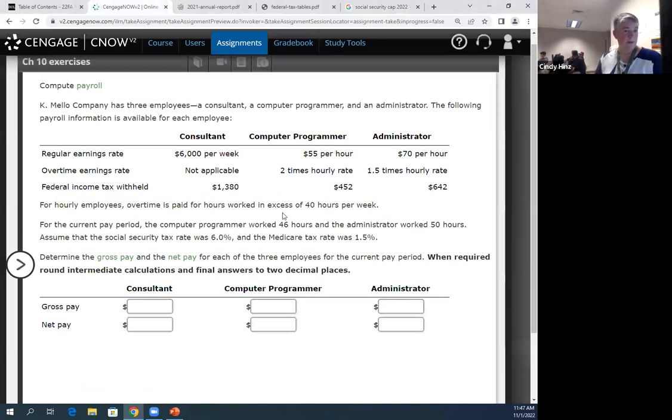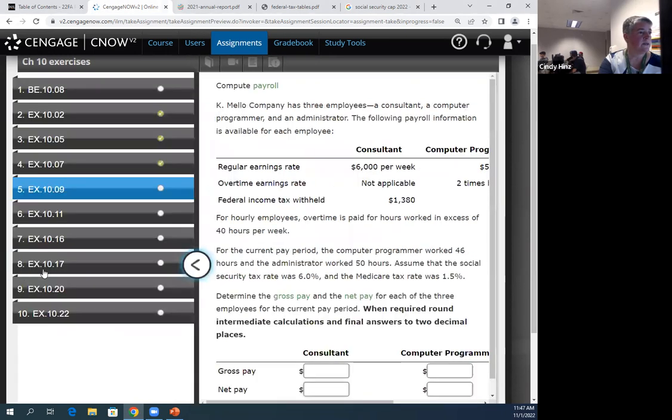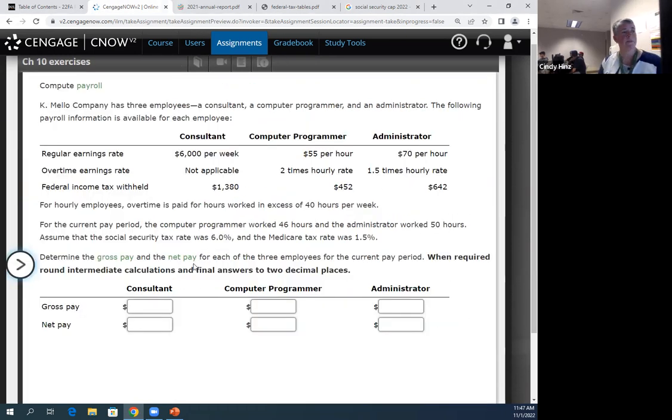And this may be all we have time for today. Which exercise is this? So this is exercise 5 in chapter 10, computing payroll.